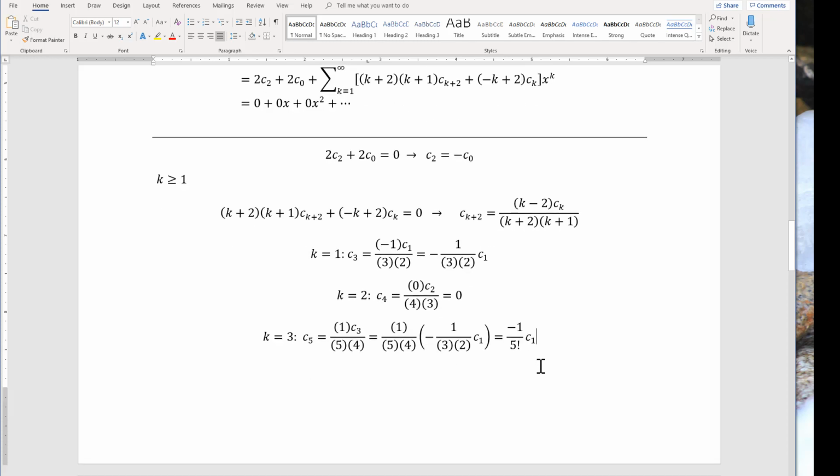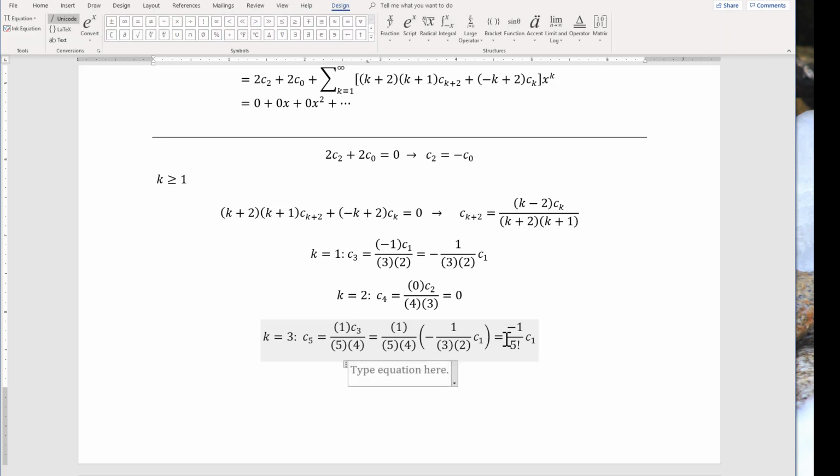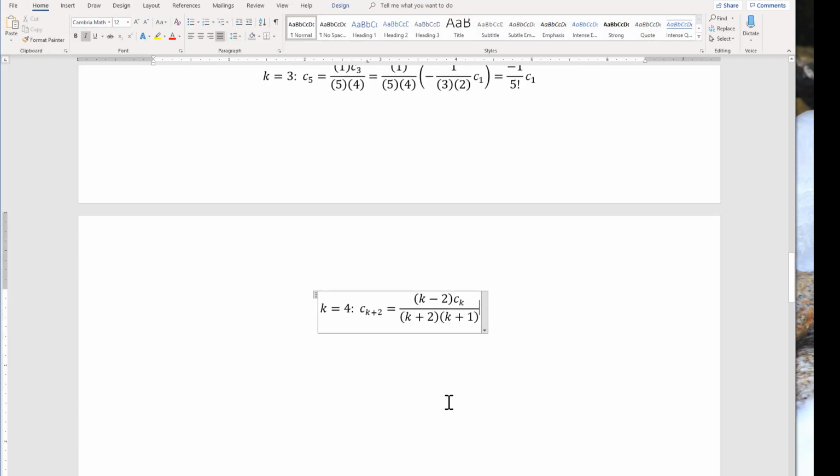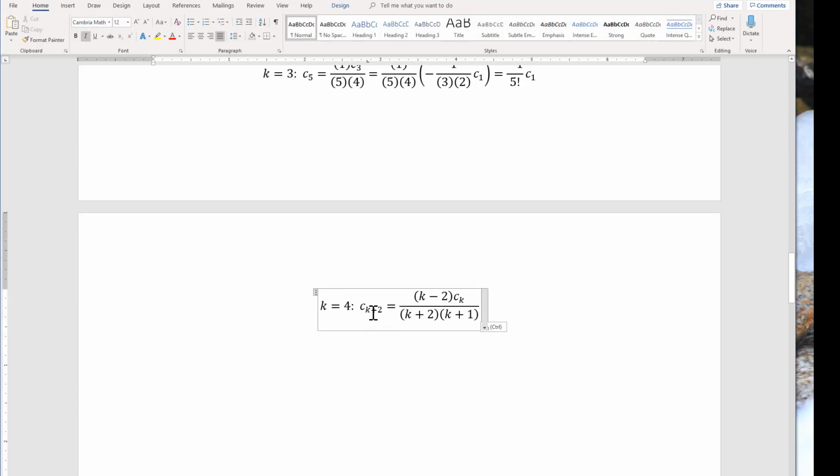Let's keep going here. We'll give k is equal to 4 a try. Once we start seeing the pattern, then we can see if we can summarize things. But let's see what we can anticipate.